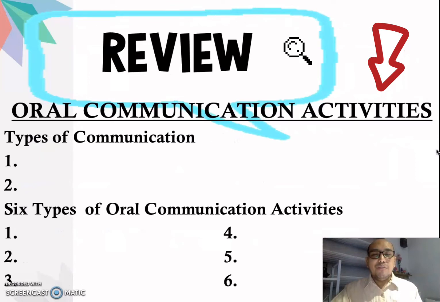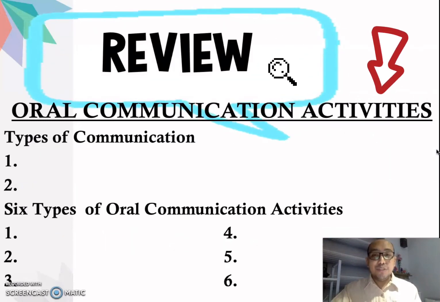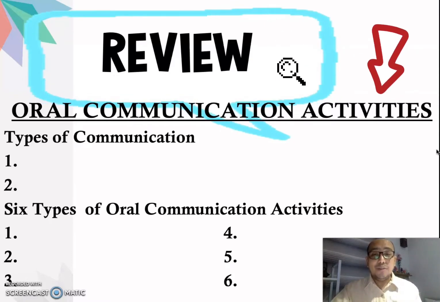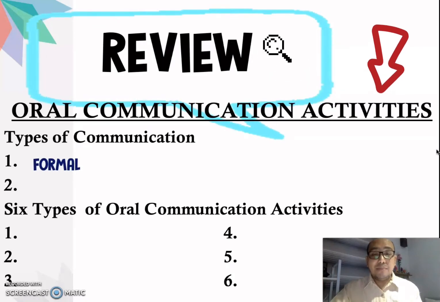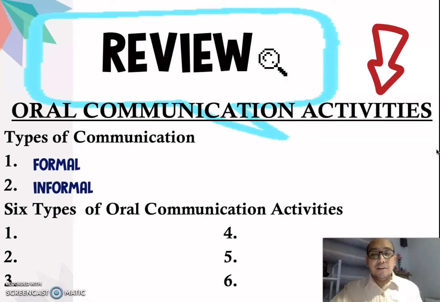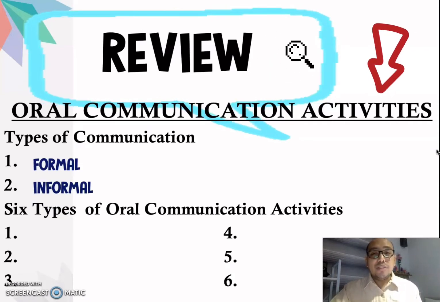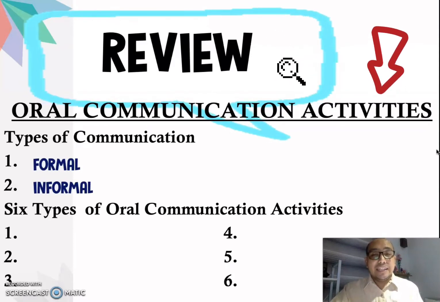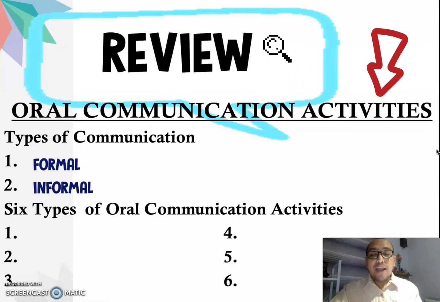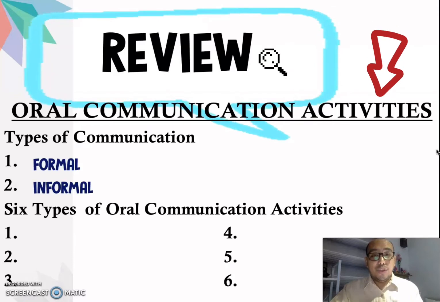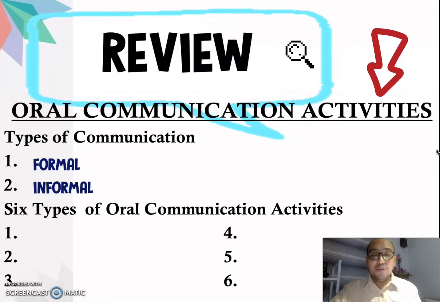A short review of our last week's discussion regarding oral communication activities. We have learned that there are two types of communication. And what are those? The first one is the formal type of communication. The second one is the informal type of communication. In the first type, we usually use predefined channels or routes. Usually, we are talking with professionals here, respected people, and we select the right words in communicating with them. While the second type, which is informal, is a casual conversation with your peers, with your friends, or your loved ones.